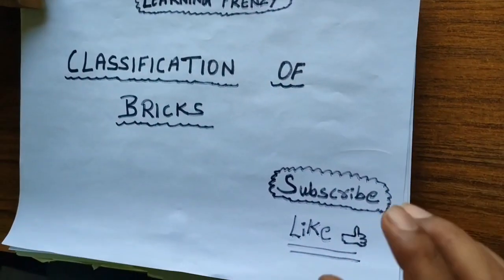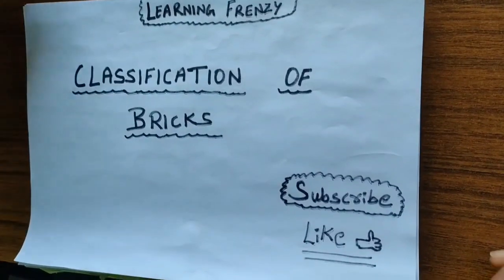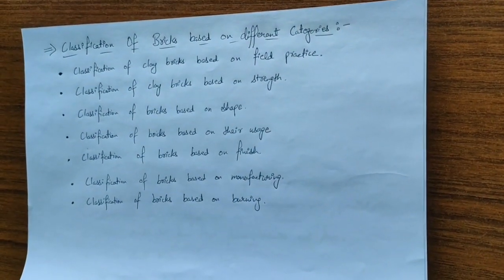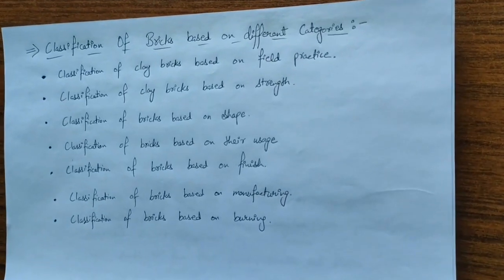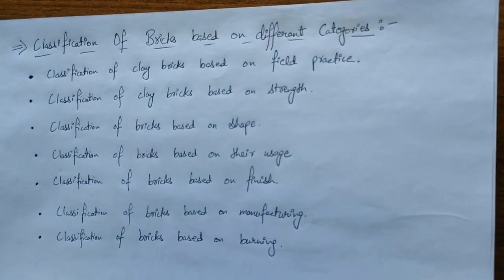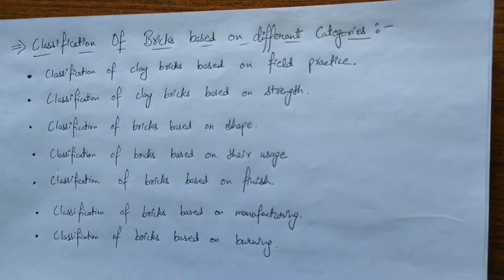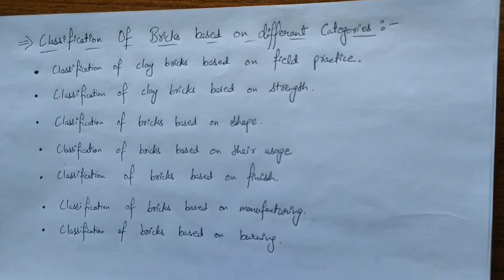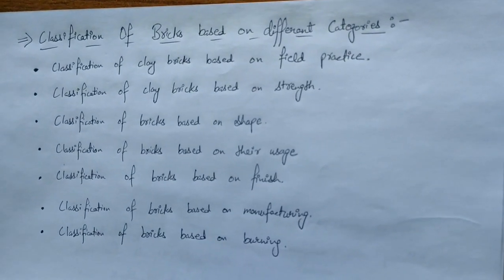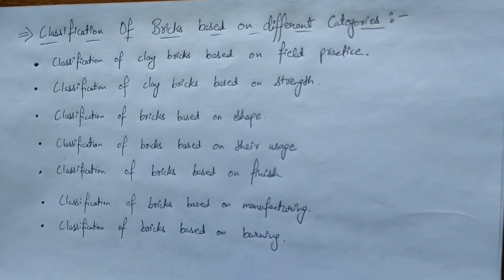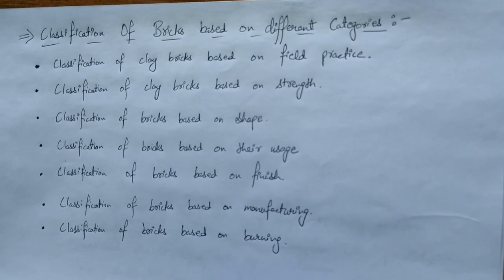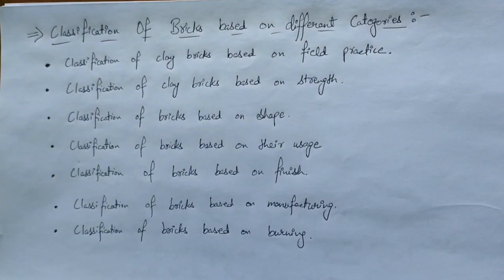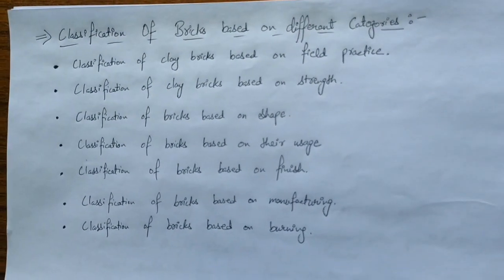Also, you can watch our other videos related to different mathematics topics. So our today's topic is classification of bricks. The bricks are classified on different categories, like based on field practice, based on strength, based on shape, based on their usage, based on finish, based on their manufacturing, and based on burning. So there are around 7 categories on which the bricks are classified. Let's move forward and have some detailed information about these categories.